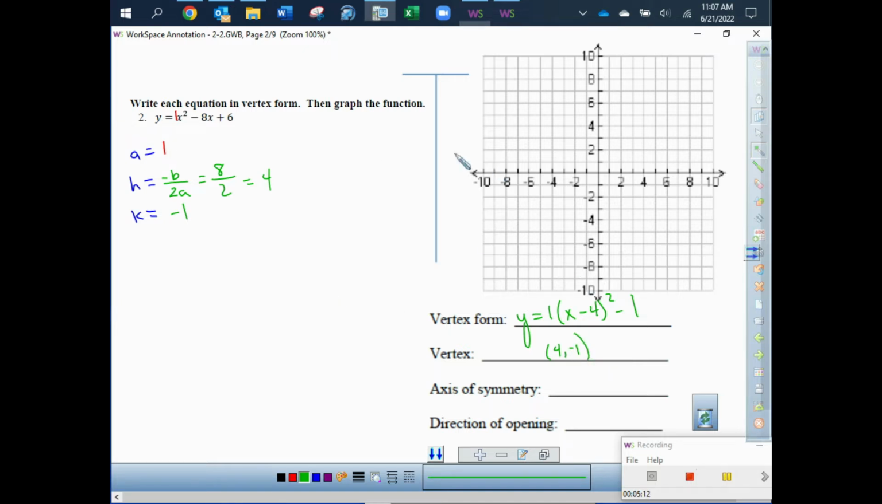Now, here's what we'll do. We're going to graph this guy just to see what's going on here. When we graph a parabola, I like to put a little asterisk here, and on the asterisk, we're going to put the vertex, 4, negative 1. So here's x, here's y. I'm going to punch both of these in my calculator just to double check that I got them right.